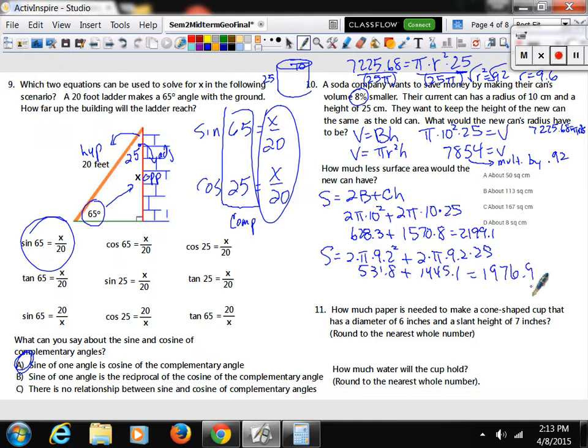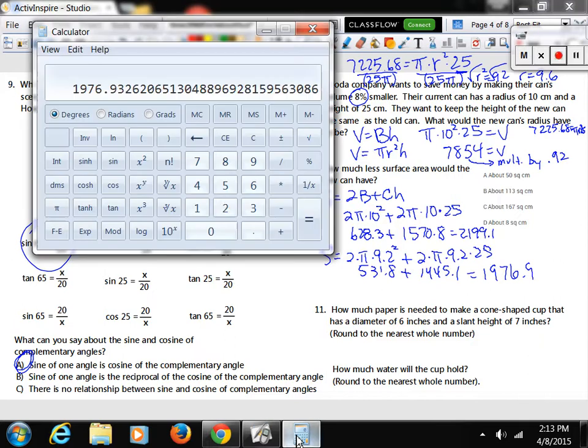They want to know how much more was this one than this one. Basically, how much are they saving? So 2199.1 minus 1976.9. You're going to save about 222 square feet. Let me think about that for a second.